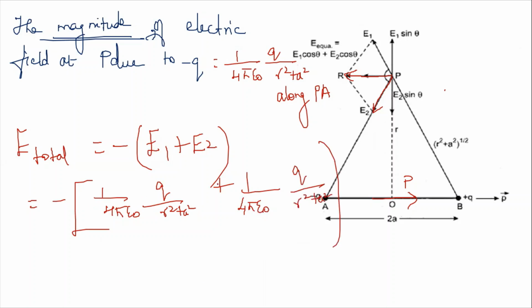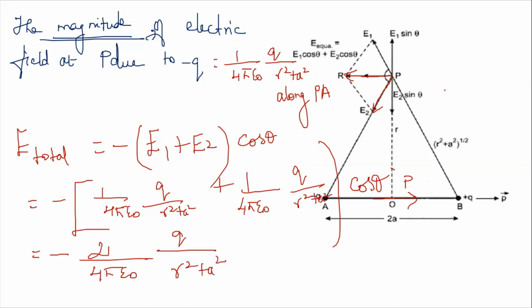Okay. Now, and one more thing. Here you can see that the total electric field will have the cos component also. So what you should add here? Cos theta. Here also please add the cos theta. Okay. So now you will see, you can see that this is 2 times, right? Minus 2 by 4 pi epsilon naught Q by R square plus A square into cos theta.